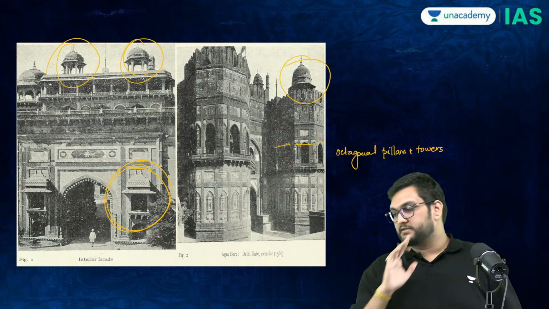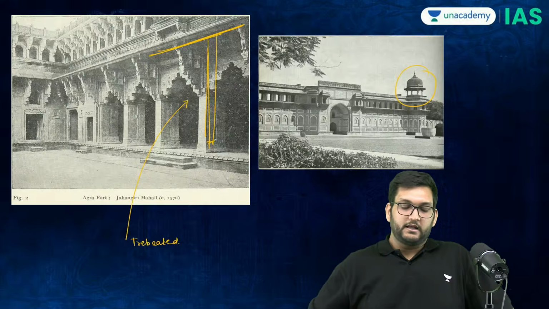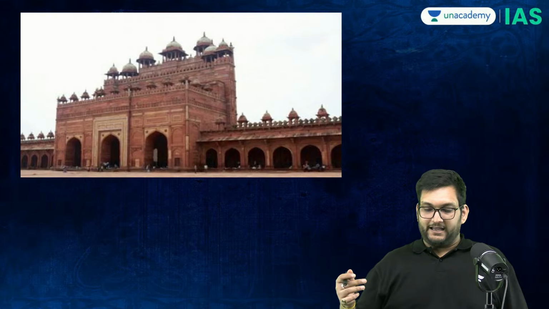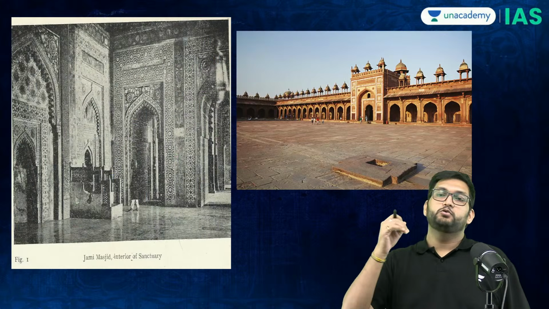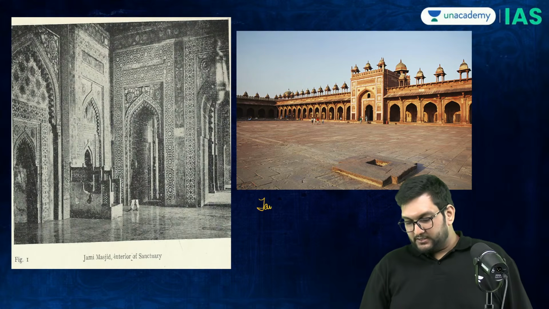Whatever area it faces towards, it's called that only. Delhi Gate, Lahori Gate, whatever it is. Now, when I move to Fatehpur Sikri, I am then greeted with two to three interesting buildings. This is called the Jami Masjid.